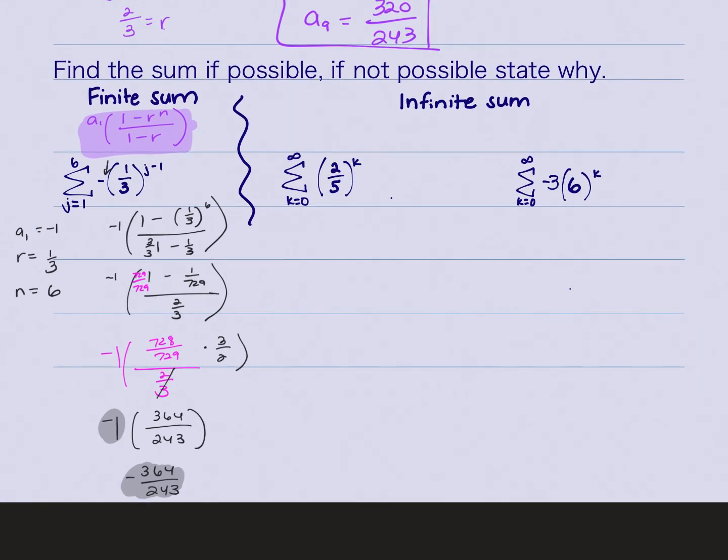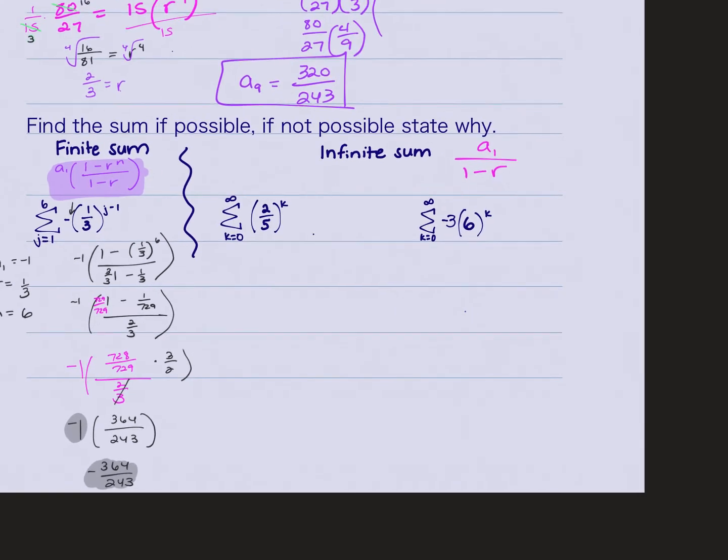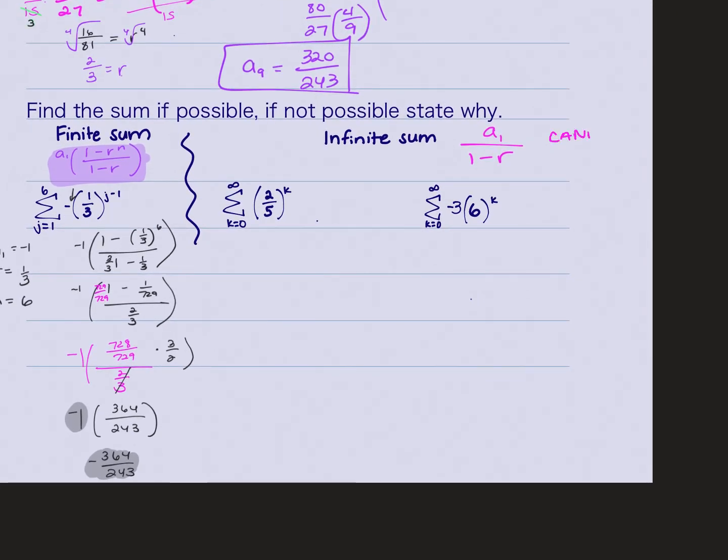The infinite sum is a1 over 1 minus r. The rule here is it cannot be done if the absolute value of r is greater than or equal to 1. So whatever's being raised to the power has to be in between -1 and 1. It can be positive, it can be negative, but it can't be bigger than 1. So this one can be done, this cannot be done.